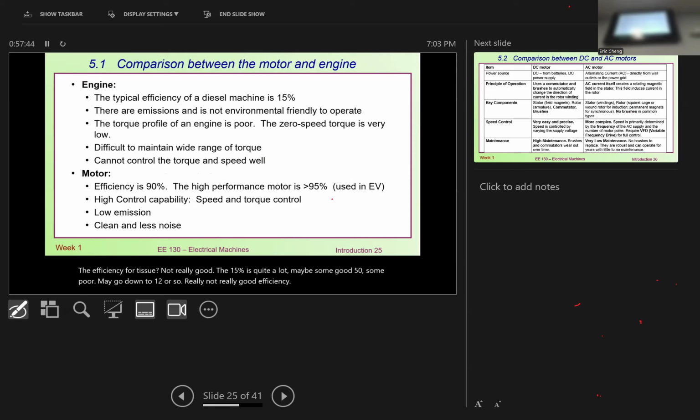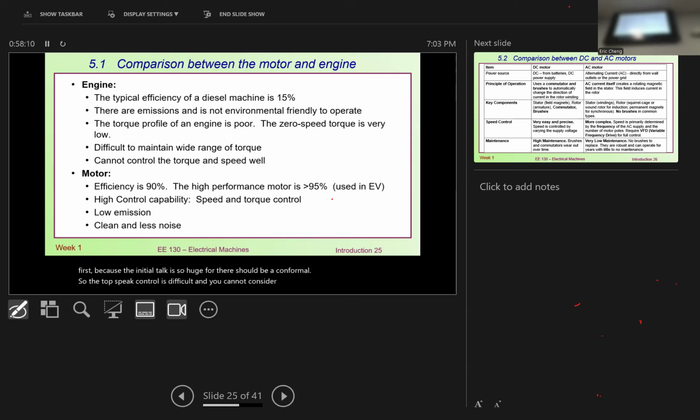And also the emission is unusual, and the torque profile, the torque control, is not very good. The zero speed torque, the standstill torque, is really poor. So that's why, when there are two vehicles at the traffic light, one is the EV, one is the ICE, once the light changes, the EV will go first because the initial torque is so huge for the electric vehicle. The torque speed control of the ICE is difficult and you cannot control torque properly.